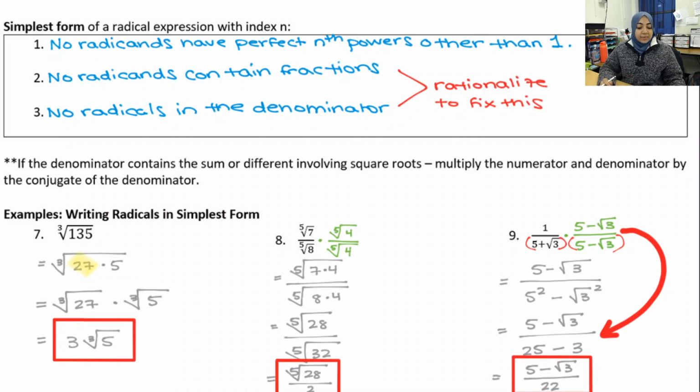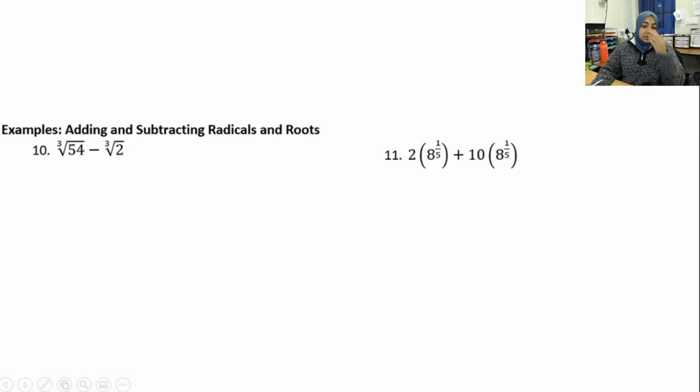All right, now let's talk about adding and subtracting radicals and roots. So whenever you're adding and subtracting radicals and roots, you need to think of like terms, all right? So third root or cube root of 54 minus cube root of 2, I can't just subtract them. I can't just do 54 minus 2. It doesn't work like that, okay? So you need to think about it as like terms. Are those like terms? They're not. But can I do something to that 54? Let's see if I can simplify it just like I did on example number 7.